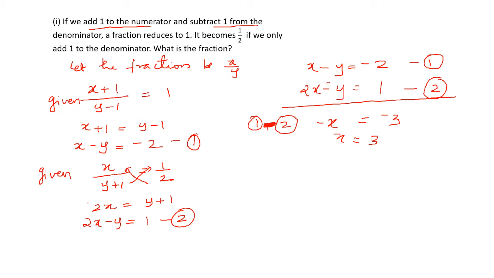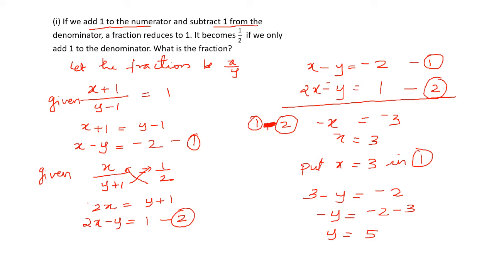Then you can substitute back. Put x equal to 3 in equation 1. Whichever is the smaller equation, we put in the smaller equation so that calculation becomes easier for us. 3 minus y equal to minus 2, minus y is equal to minus 2 minus 3, so minus y equal to minus 5, or y equal to 5. So what is the solution? The solution is 3, 5. Okay, this is how we do it.